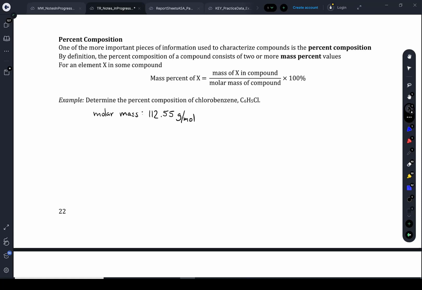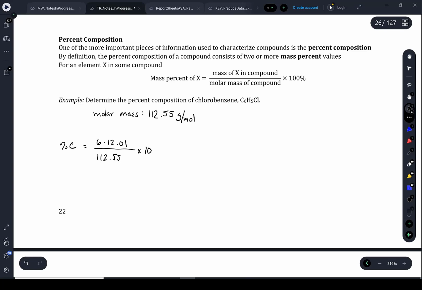Okay, so I'm going to have three answers to this question: a percent of carbon, a percent of hydrogen, and a percent of chlorine. So the percent of carbon is six carbons, so it's six times 12.01, over 112.55. Technically, the units don't work because 12.01 grams per mole of carbon versus grams per mole of chlorobenzene, they don't technically cancel. So don't tell anyone. 6 times 12.01 divided by 112.55, I'm getting 64.02. 4 sig digs because the carbon is 4. Good. So 64.02%.